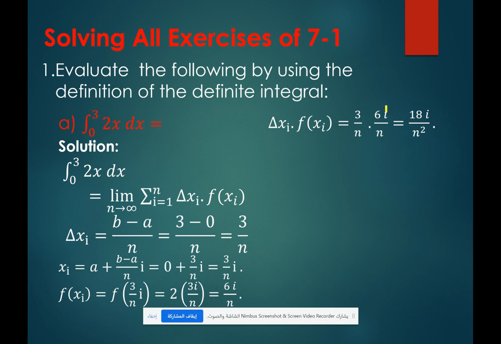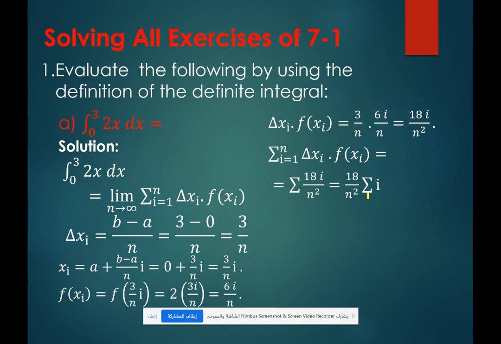And if you multiply the numerators together, you will get 18i over n times n, which is n squared. This is the area for each rectangle. Now we need to add them all by using the summation, which we call the Riemann sum, from 1 till n of delta xi multiplied by f of xi. By using the properties of summation, we can let that constant term go outside as a common factor, exactly like that.